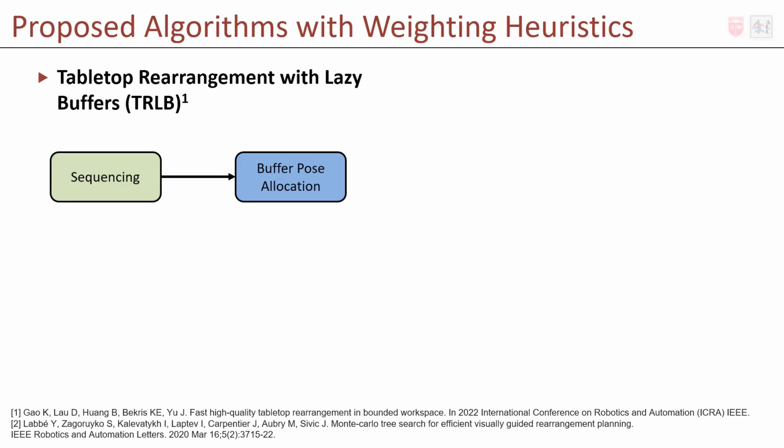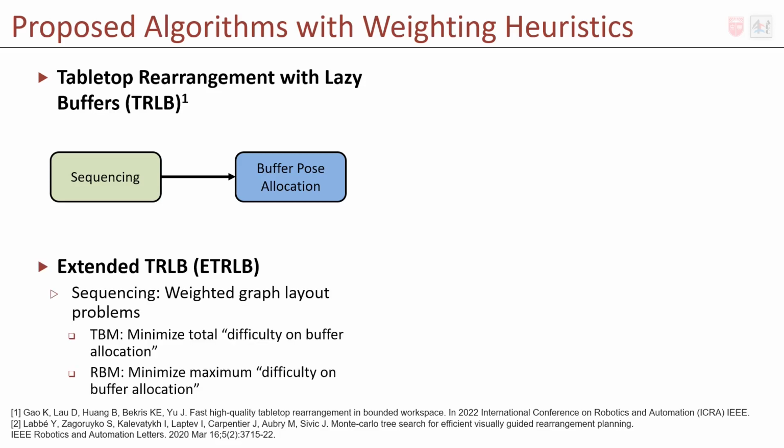This is similar to the idea of doing task planning first and then searching for the motion planning details to make the task plan feasible. TRLB solves the sequencing problem by computing a graph layout problem. In our proposed method, we represent object properties in a weighted graph. By solving instead a weighted graph layout problem, we find the task sequence minimizing the total or maximum difficulty of the buffer allocation process.